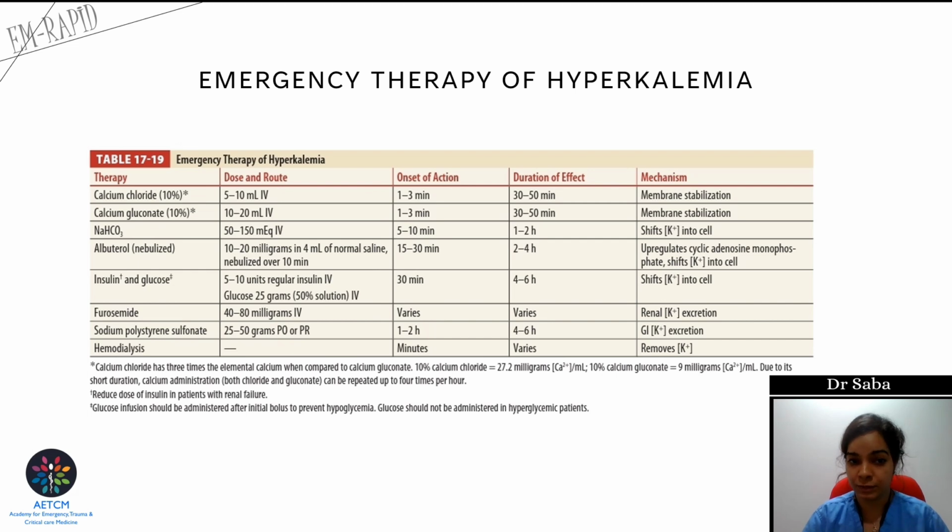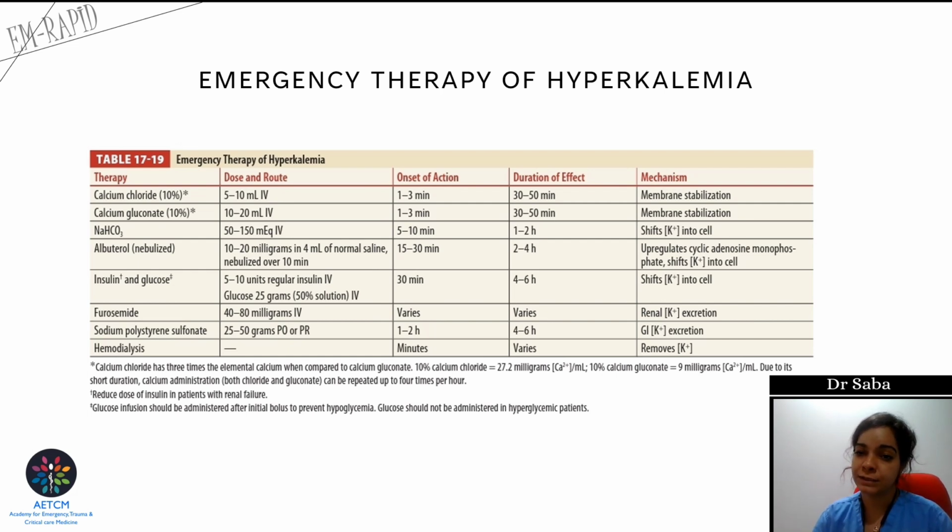That is diuretics. Diuretics, not the potassium sparing ones, the thiazides and the loop diuretics. That is loop diuretics, meaning furosemide. That is given in the dosage of 40 to 80 milligrams IV, and it will cause excretion of potassium via kidneys. The other one is not popularly used, that's the sodium polystyrene sulfonate. And the last one, if nothing works, the last resort is hemodialysis.